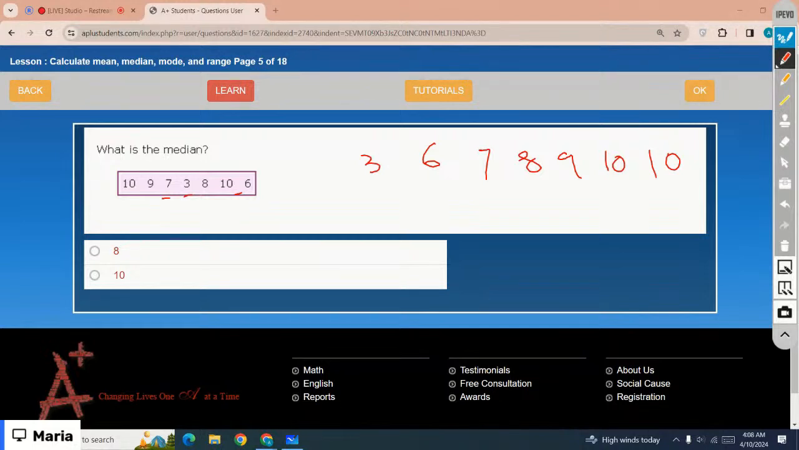The correct option is 8. 8 is the median.